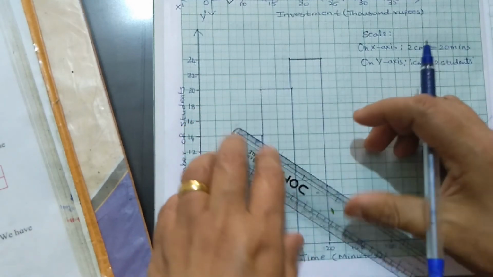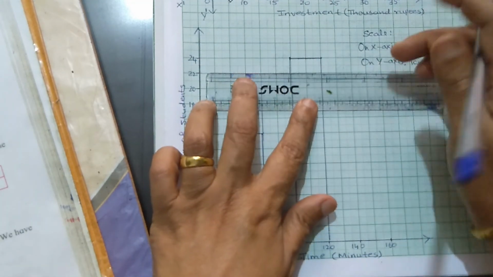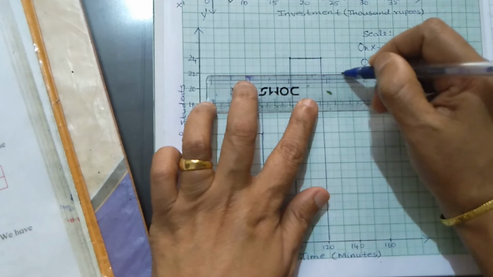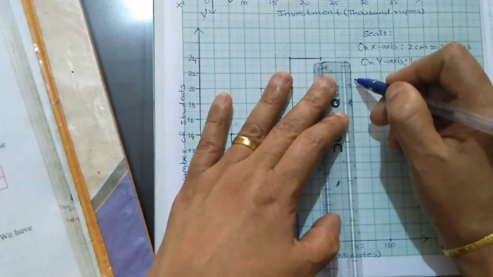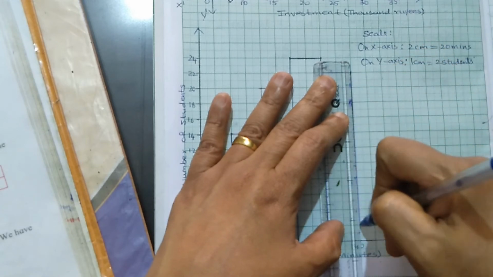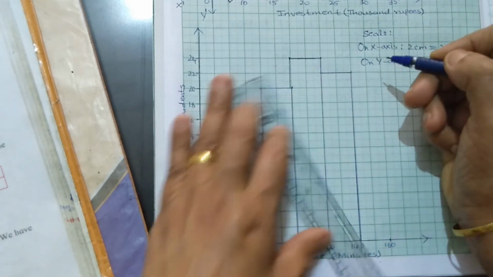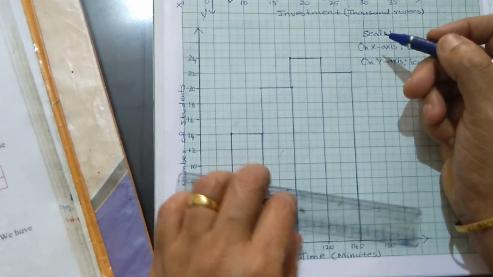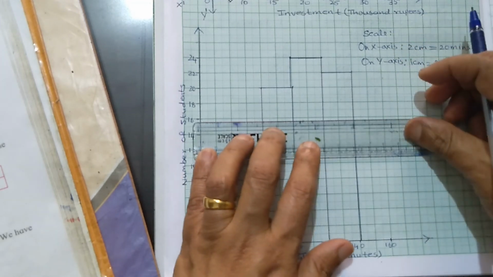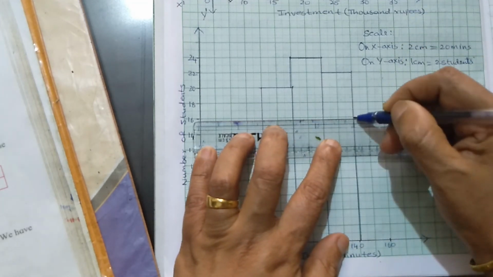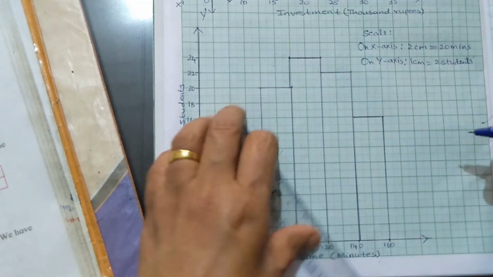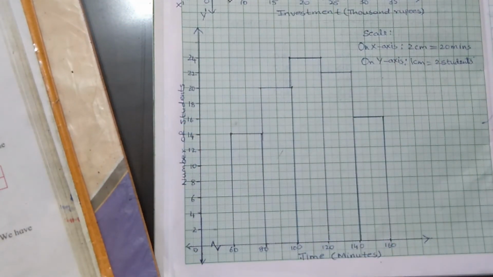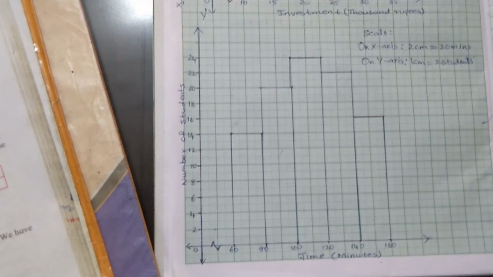Next is 22. I am using pen just so that you can see it properly, but you are supposed to draw with the pencil. Next one is 16. And then you have to shade it, and the fourth sum is over.